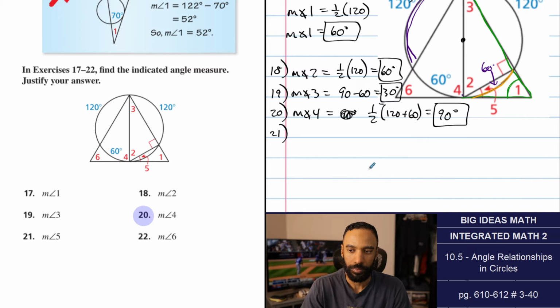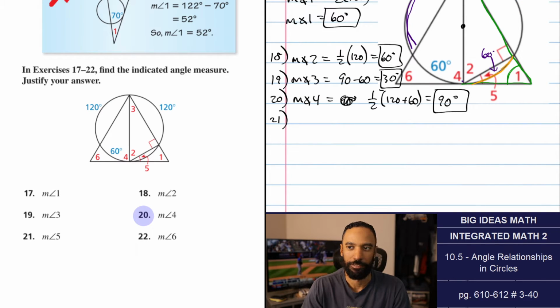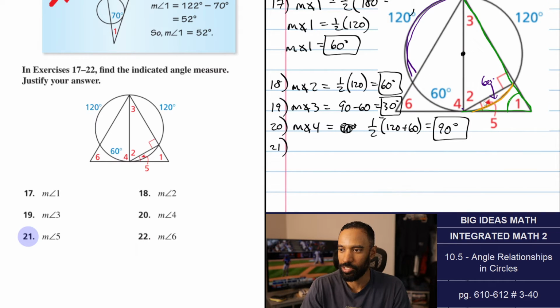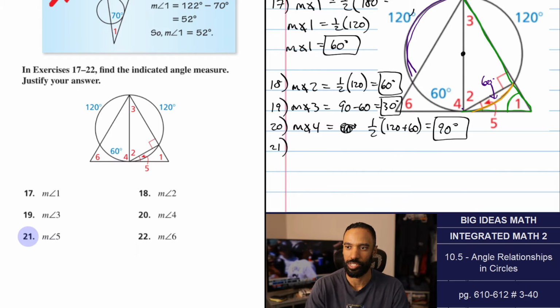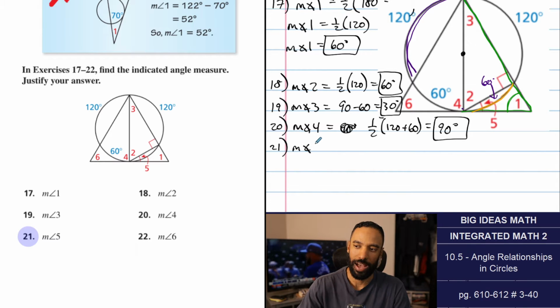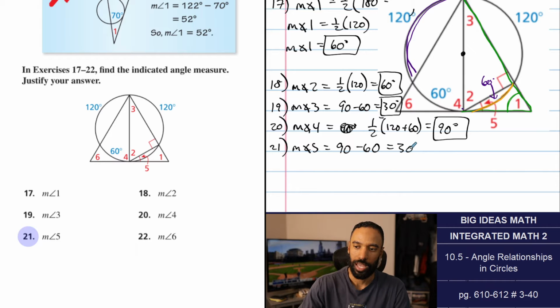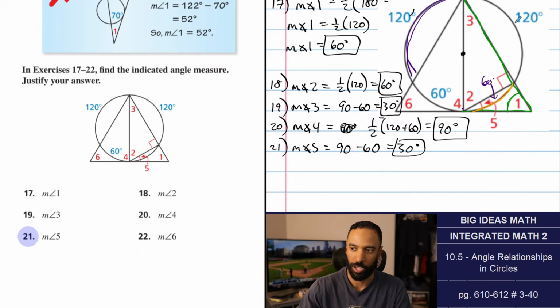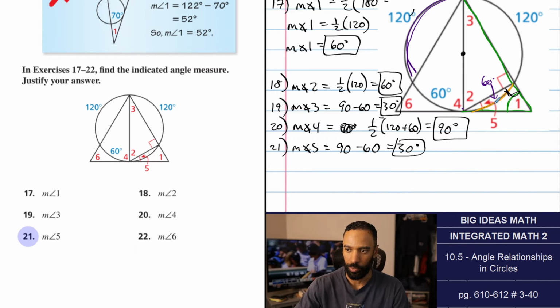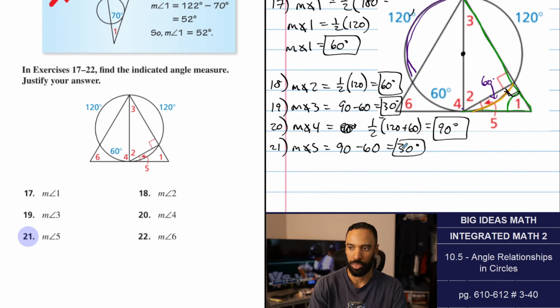Number 21, measure of angle 5. Angle 5 is this little guy right here. Now, if this guy's also going to be 90 degrees, we know that 2 is 60. So the measure of angle 5 is 90 minus 60, which is 30. And we could have also done that from the measure of angle 1. This is also a right triangle right here, and 1 is 60 degrees, so 90 minus 60 still gives us the 30.